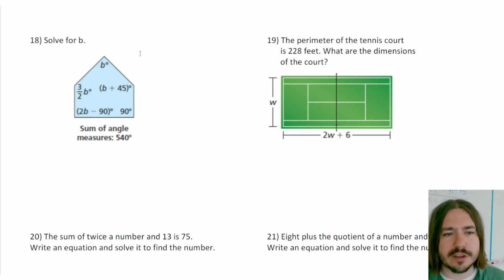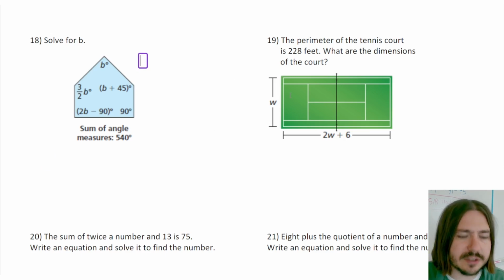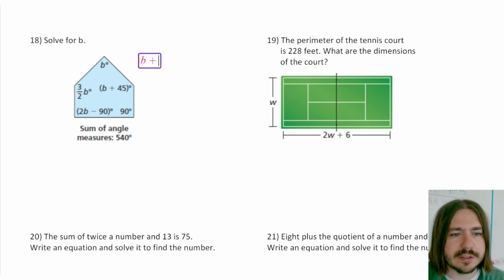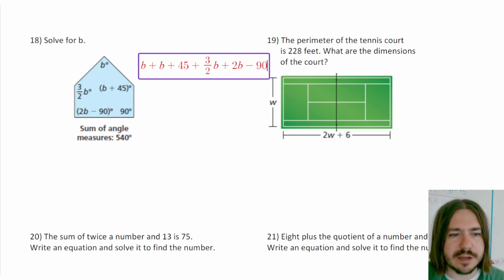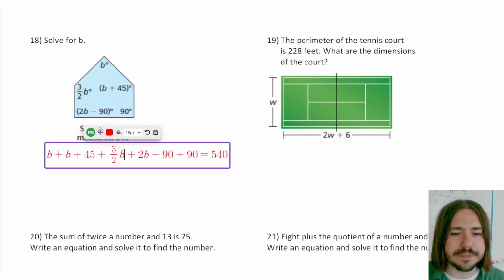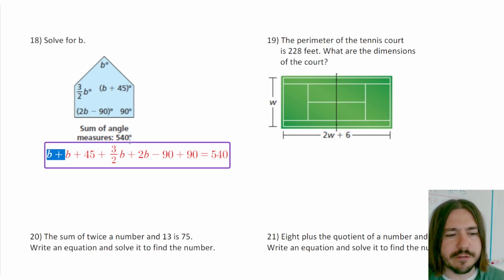So I'm going to see if I have enough room to put it here, because there's going to be, well, let's just see. So we've got b plus 45 plus 3 halves b. Not really going in any particular order here. 2b minus 90, and then we have a plus 90, and all that should equal 540. Yeah, it did not quite fit. So I'm going to move it down here. So basically I'm just adding all the different angle measures together, setting it equal to 540, because that's what it says the sum of the angle measures is.